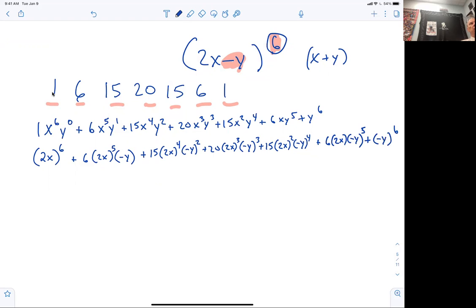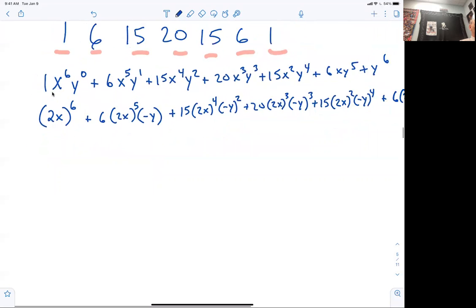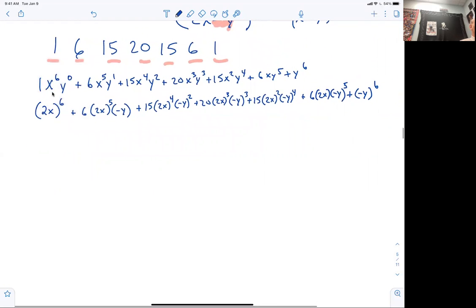Does anybody have any issues with that? All right, then it's just a matter of what? Just doing the arithmetic, right? So we know that 2 to the 6th is 64, so it should have been 64x to the 6th. 2 to the 5th is 32. 32 times 6 is negative 192 x to the 5th y.